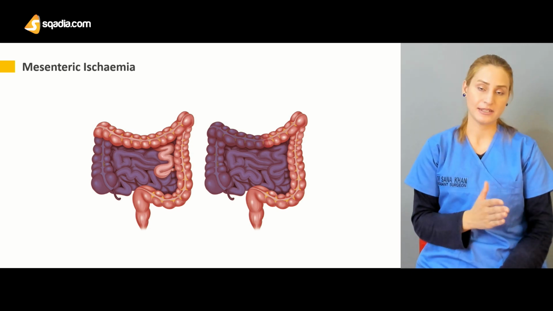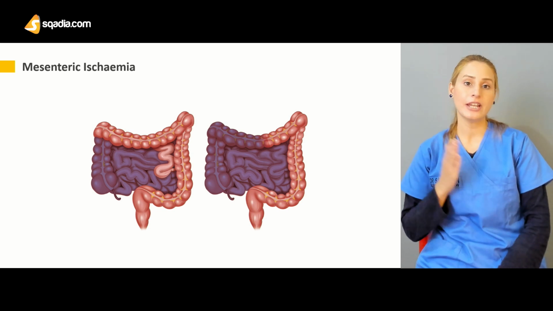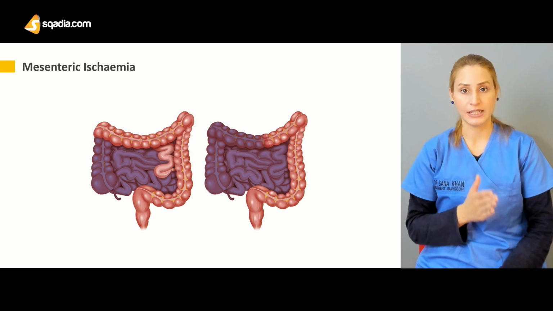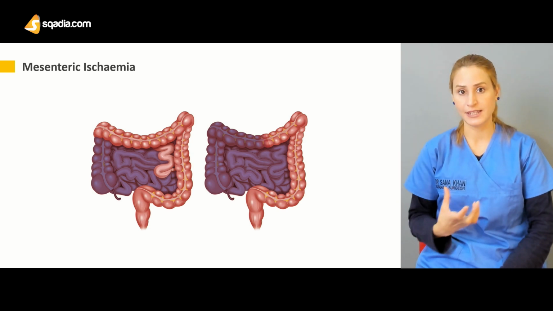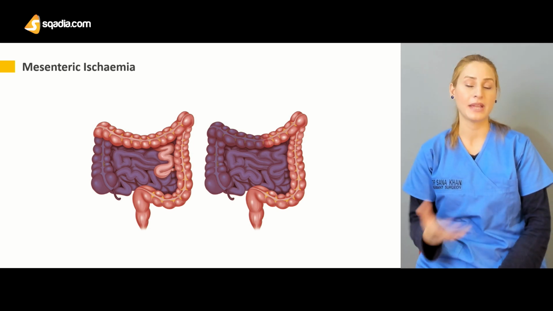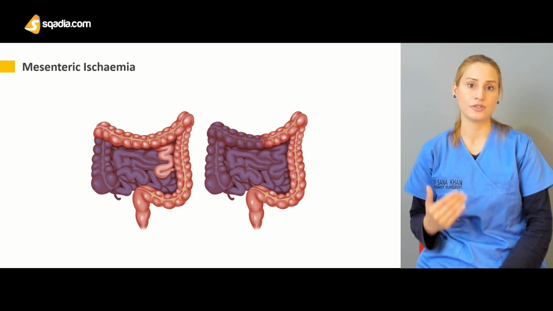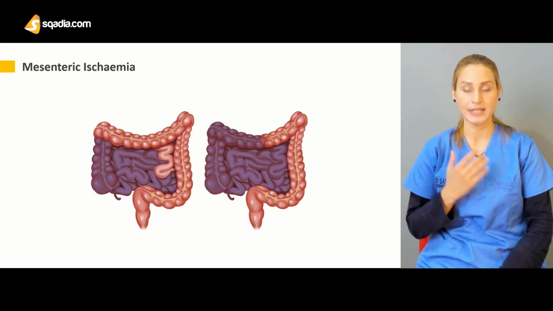Because we have a superior mesenteric artery and we have a superior mesenteric vein. So if an embolus is occluding the superior mesenteric artery, then obviously there would be SMA occlusion, and immediately there would be hypoperfusion and necrosis, then gangrene.